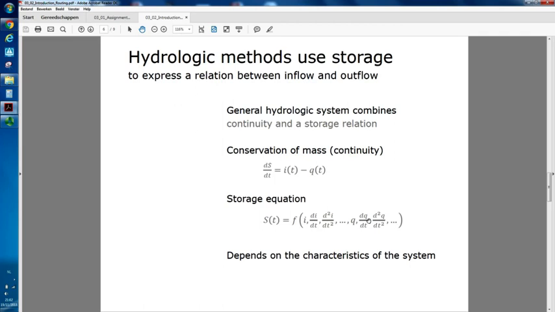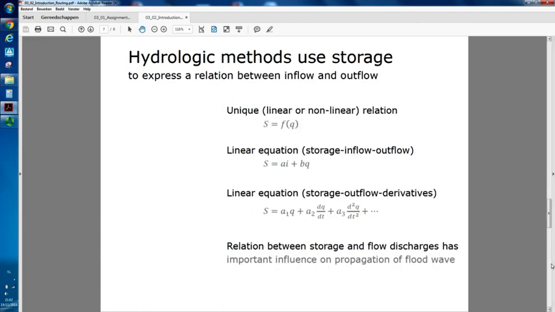Now, how this storage equation really looks depends on the characteristics of the system at hand. In some cases, you can have a very simple, unique relationship between storage and outflow, linear or nonlinear. But there is also a possibility to have a linear equation of the inflow and the outflow. Or there might be some derivatives involved of the outflow or possibly even of the inflow.